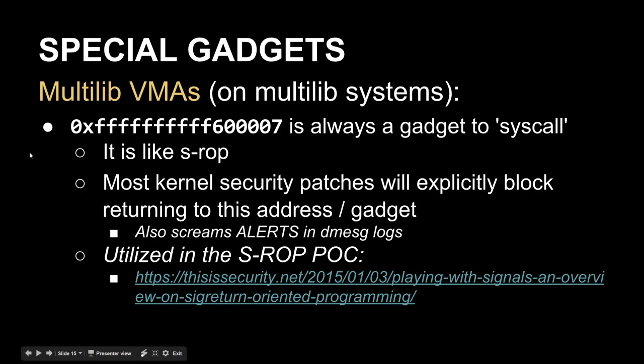Now there are fixed VMAs on multi-lib systems. I just call them multi-lib VMAs. I'm pretty sure these only apply for binaries that are compiled with a compiler that has multi-lib extensions. A really good example, there's multiple ones, but I'm only going to give away this one, is 0xFFFFFFFFFF600007. And that is always a fixed gadget to syscall. It is very much like SROP. It's actually, this one is specifically utilized in the SROP proof of concept.